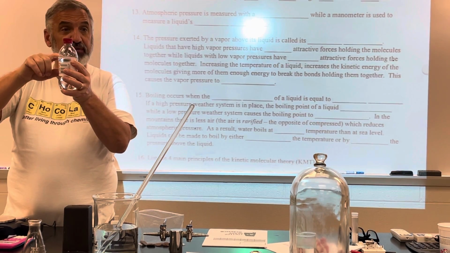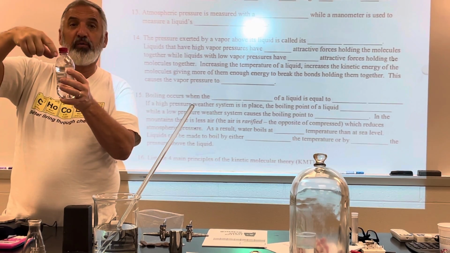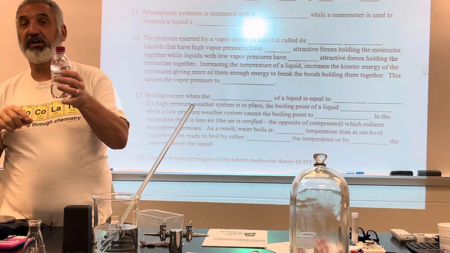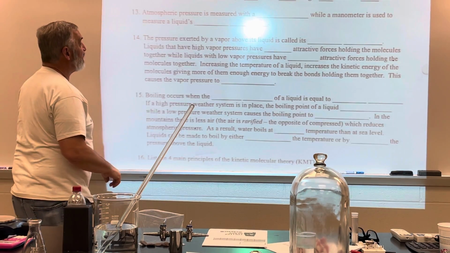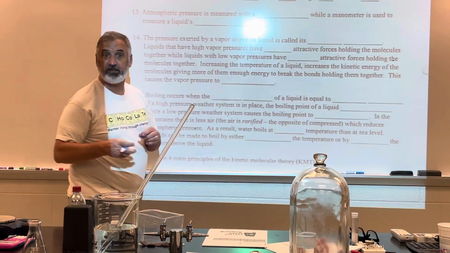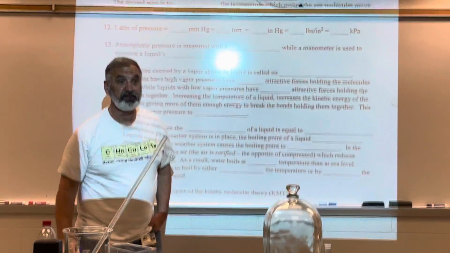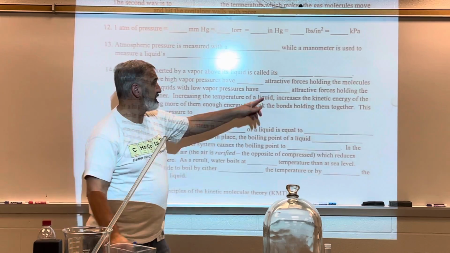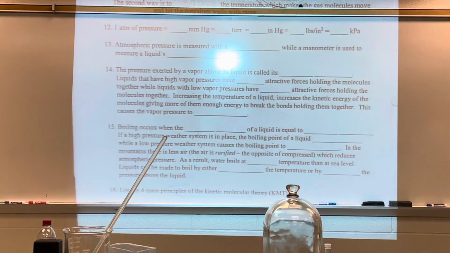At this temperature right now, the water's evaporating and condensing. There's a set amount of water molecules up here. And so it's got a certain vapor pressure. So the pressure exerted by a vapor above its liquid is called? Anyone? What goes in this blank right here? Vapor pressure.